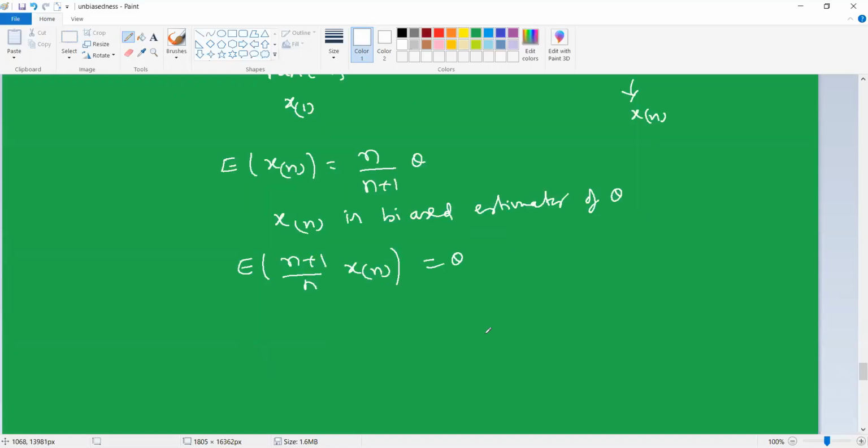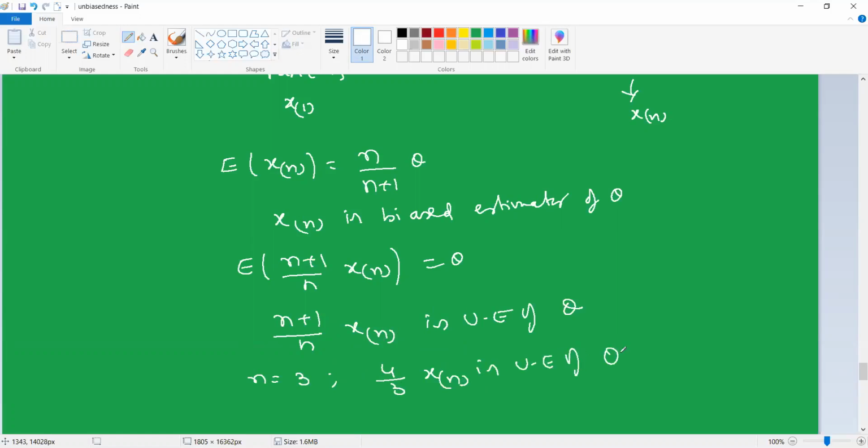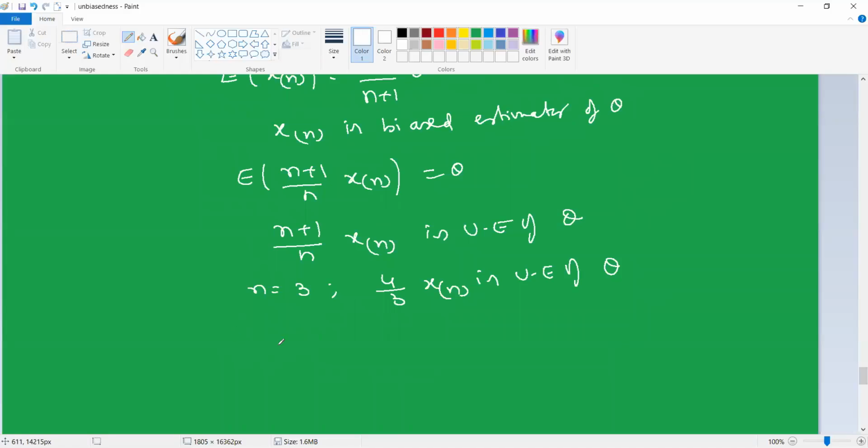So with this new statistic, n plus 1 by n into xn order is an unbiased estimator of parameter theta. For example, here n is equal to 3, so in this case 4 by 3 into xn order is an unbiased estimator of parameter theta. Similarly, n is equal to 7 in this case, so now 8 by 7 into xn order is an unbiased estimator of parameter theta.